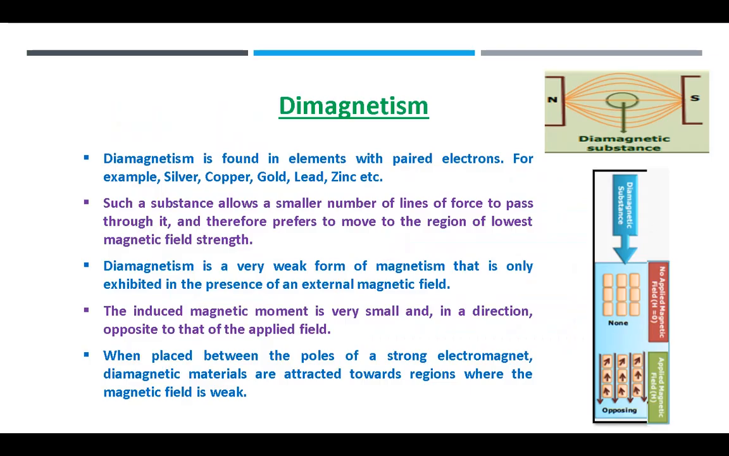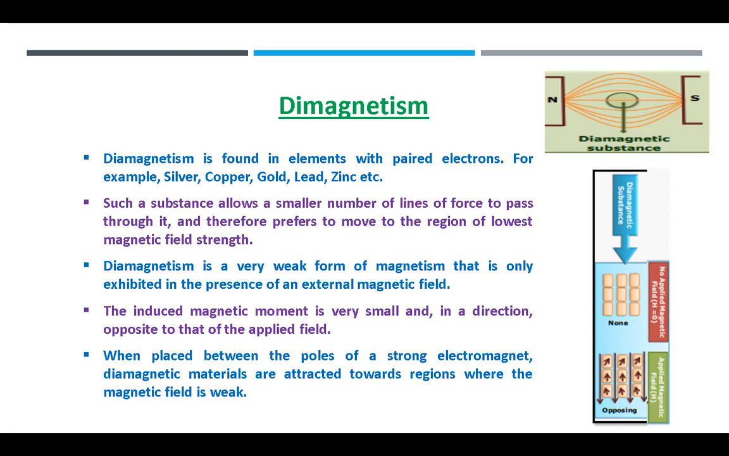There are 4 types of magnetism. First one is diamagnetism. Diamagnetism is found in elements with paired electrons, for example, silver, copper, gold, lead, zinc, etc. Such a substance allows a smaller number of lines of force to pass through it, and therefore prefers to move to the region of lowest magnetic field strength.